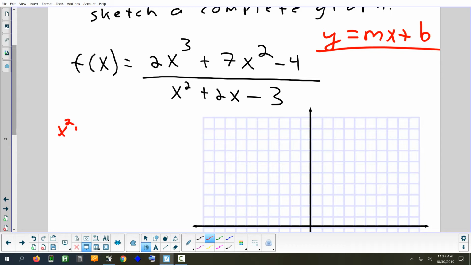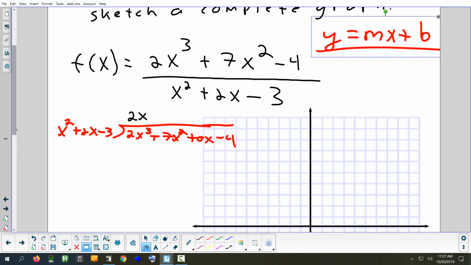So you've got x squared plus 2x minus 3 divided into 2x cubed plus 7x squared plus 0x minus 4. Okay, Brandon, what's x squared divided into 2x cubed? It's 2x. There's your mx in your EBA. So we have the mx, we just need the plus b. So multiply that back out. 2x cubed. Eric, what's 2x times 2x? 4x squared. And 2x times negative 3.